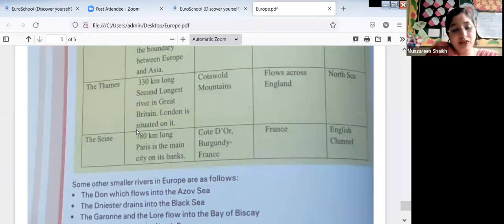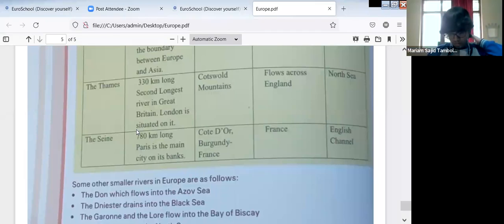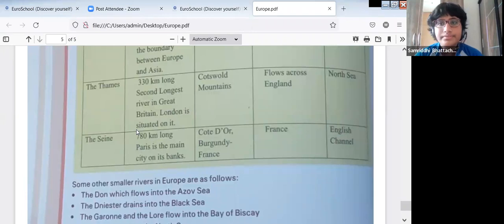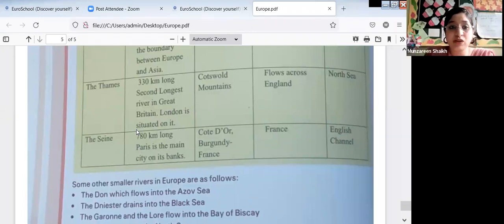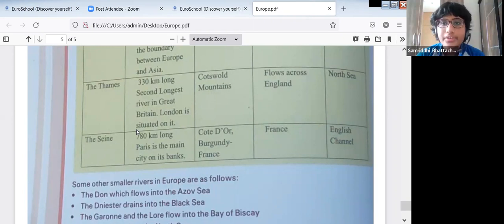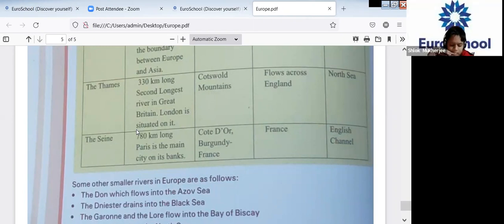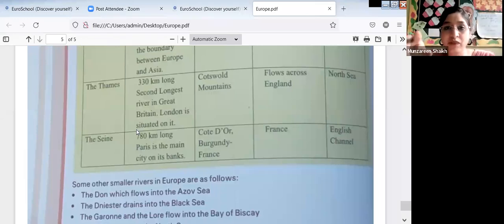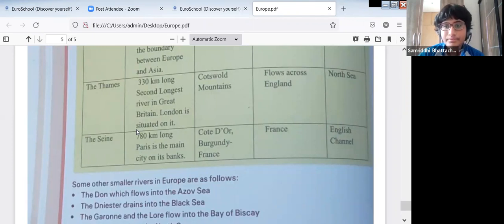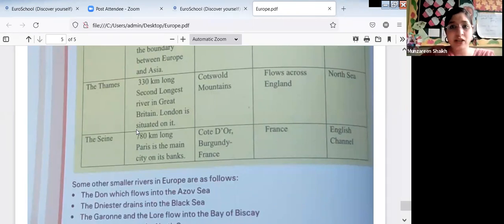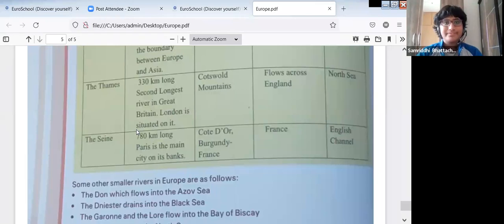What is the length of the river Thames? It is 330 kilometers long. And it is the second longest river in Britain. Please underline this. Which is the second longest river in Britain, children? It is the Thames. We will see all these locations even in the maps. We will do the quiz. I have already prepared a quiz for this. Hopefully, if not in this class, in the next class, I'll share the quiz on these rivers.